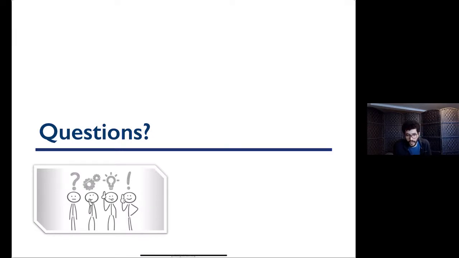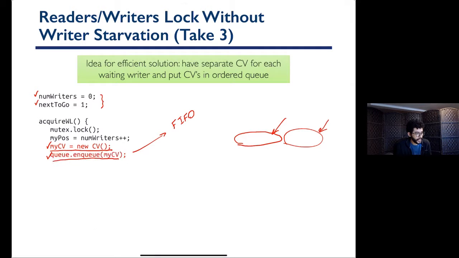Another question: for take 3, do you have to know in advance how many riders there are? No, you don't, because every time they come, each one creates its own condition variable and adds it to this queue. As long as this queue is dynamically resized, you should be fine. You can push as many condition variables as you want, and you always look at the head of this queue. So you don't need to know in advance how many writers you want.